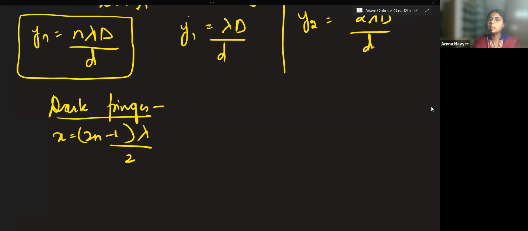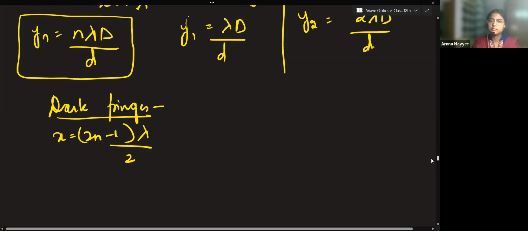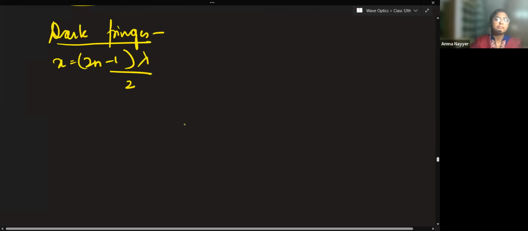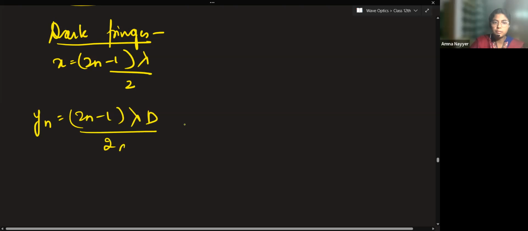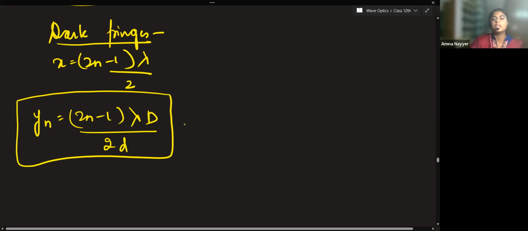Now let's keep this value in y. So yn is what? X capital D by small d. Capital D means linear separation from the screen, small d means slit separation. So x, that is 2n minus 1 lambda by 2, capital D by small d. So this big one is the entire formula for the dark fringe.